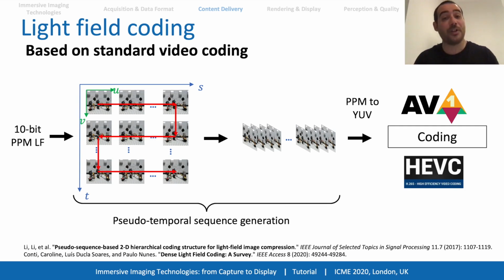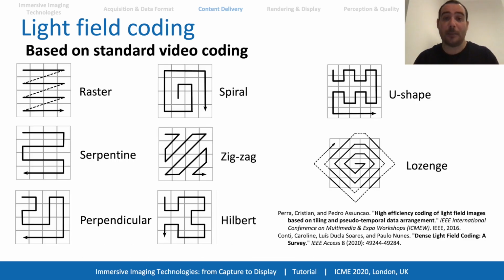Therefore, both spatial correlation and the correlation between neighboring views or video frames can be exploited. The coding performance of such a coding technique depends on the order. As you can see on the slide, there are many scanning orders available in the literature.